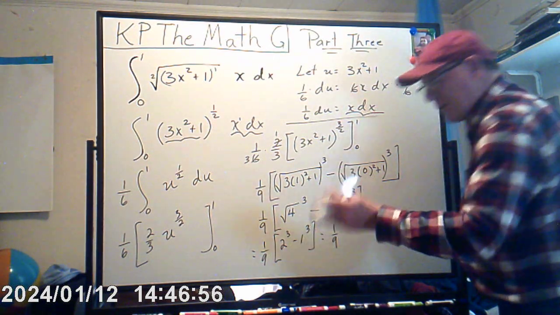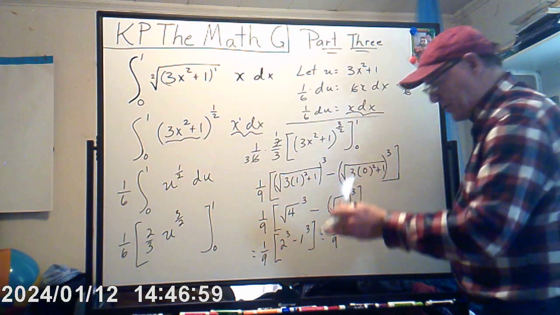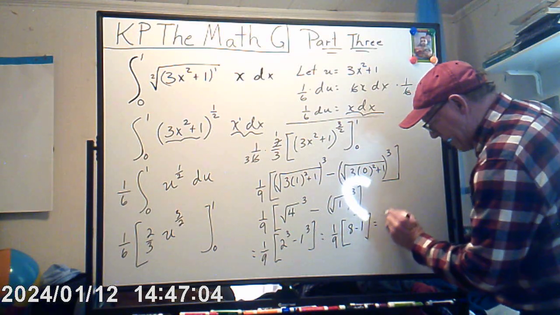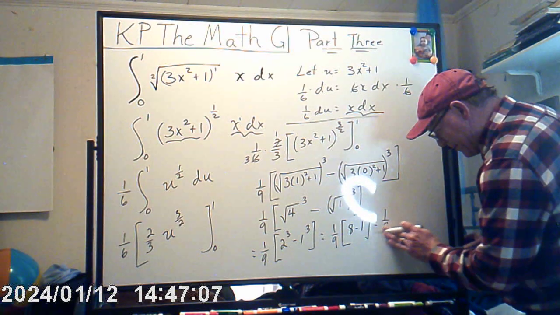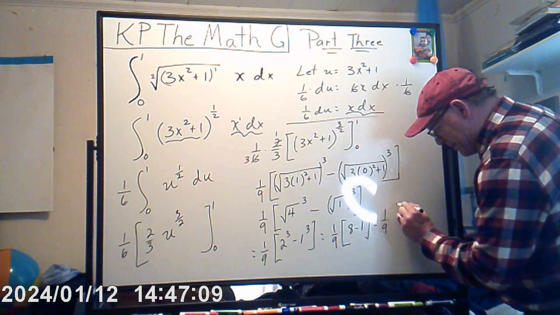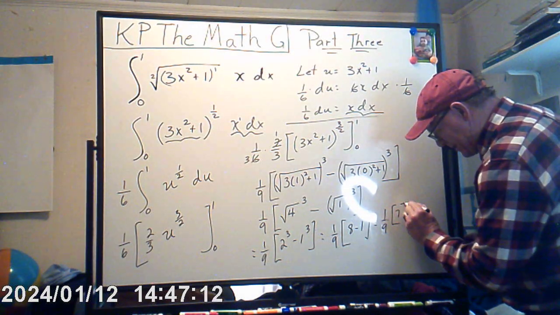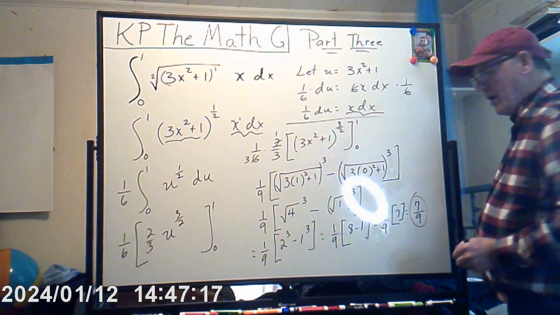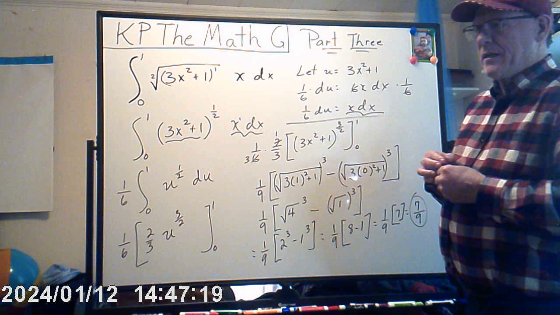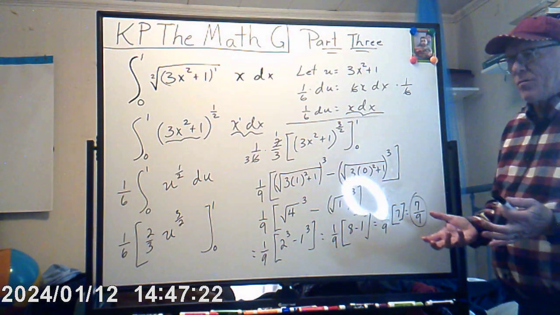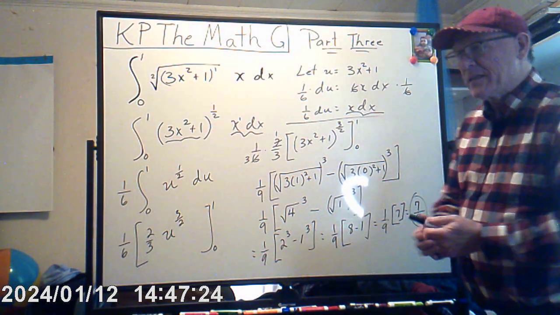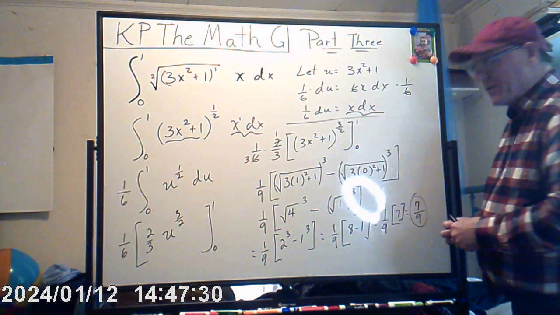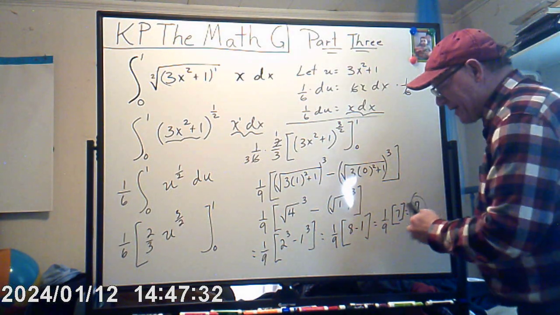And now that's 1/9. 2 cubed is 2 times 2 is 4, 4 times 2 is 8, so 8 minus 1 is 7, so 1/9 times 7, and this is actually 7 over 1, so 7 over 9. And this may be how much water you have in a tank, or how much you've filled it up. It's 7/9 full. It's a weird answer, but yes, that's what it is.